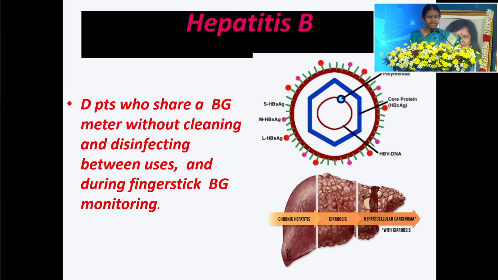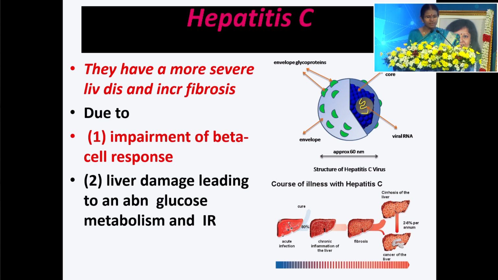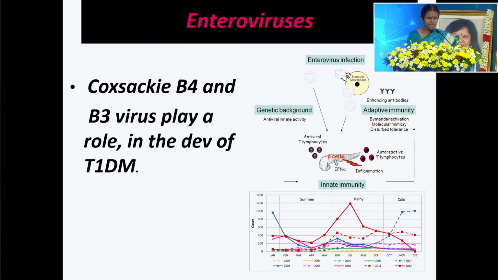And hepatitis B: diabetic patients may share a common blood glucose meter for pricking, for example within the same family, using it without cleaning and disinfecting between uses, and during the finger stick they get infected with this. Hepatitis C patients have a more severe liver disorder and increasing fibrosis due to impairment of beta cell response, liver damage leading to abnormal glucose metabolism and further aggravating the insulin resistance.